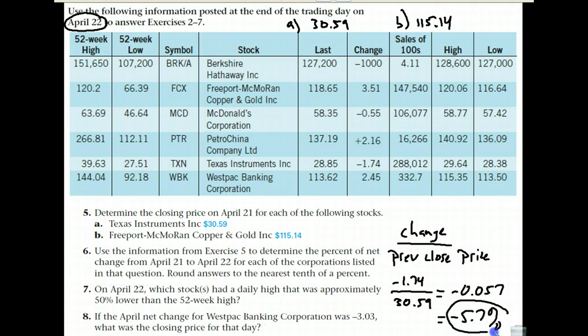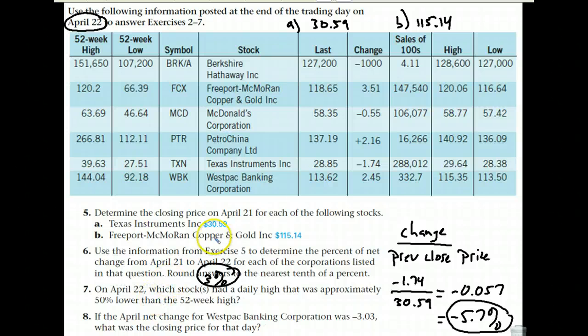So we're talking about a percent of net change of negative 5.7%. All right, your sign for net change should match the sign for the change for that particular day. If there was a negative change in the dollar value, then there's going to be a negative change in percent. All right, so go ahead and take a moment and try to do the same thing for part B for the Freeport. Okay, so when you go through and do Freeport, what you should get going through that exact same process is 3%. All right, so it was 3% for the Freeport. All right, let's move on to number 7.